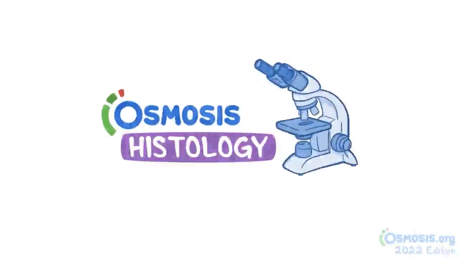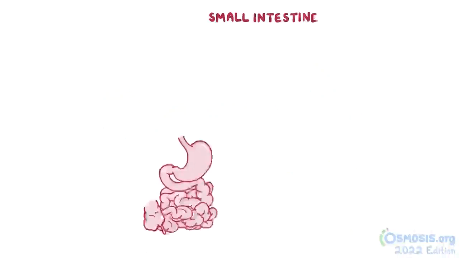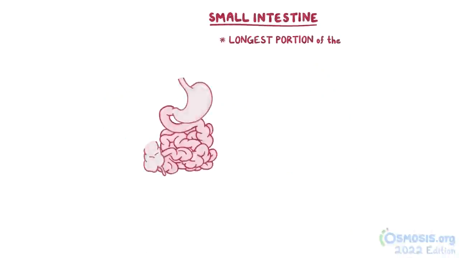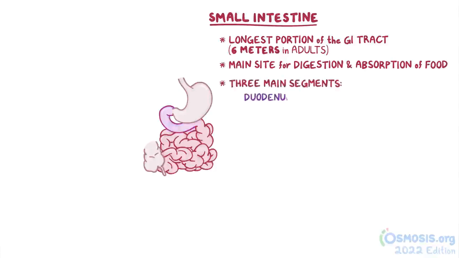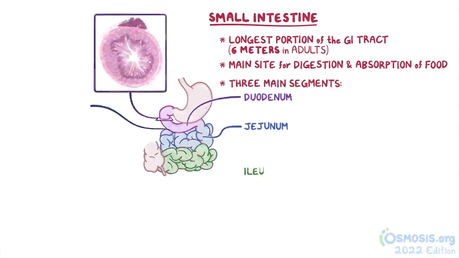Now, let's get a closer look. The small intestine is the longest portion of the gastrointestinal or GI tract. It's approximately 6 meters long in adults, and it's the main site for both digestion and absorption of food in the body. Although the majority of the small intestine shares similar histological structures, it's still divided into three main segments: the duodenum, jejunum, and ileum.